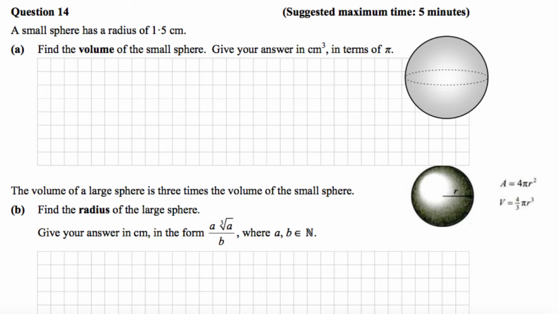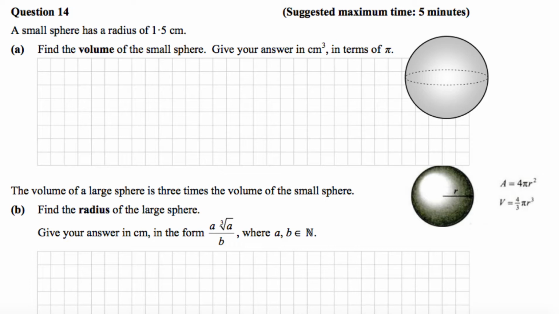So this is the 2015 Junior Cert Higher Level Paper 2. We're looking at question number 14. A small sphere has a radius of 1.5 centimeters. Part A says find the volume of the small sphere and give your answer in centimeters cubed in terms of pi.